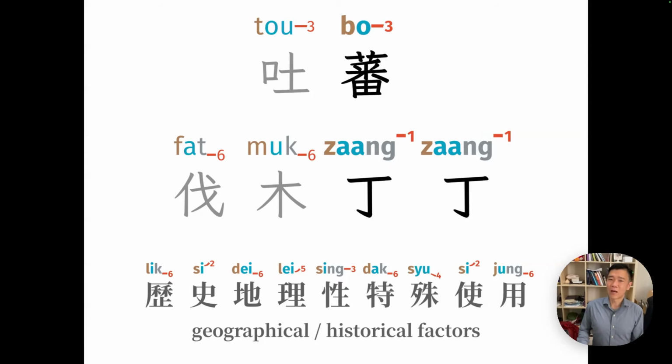The second row has a simple character, which normally is ding. But in one special use, in a book from 2,500 years ago, Siging, a book of poems, this character is read as zhang, and it must be read as zhang, and only in this particular case.